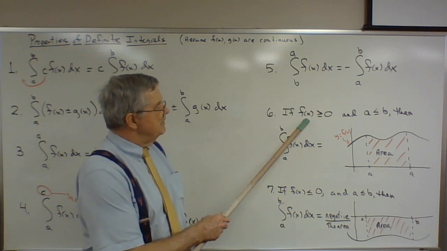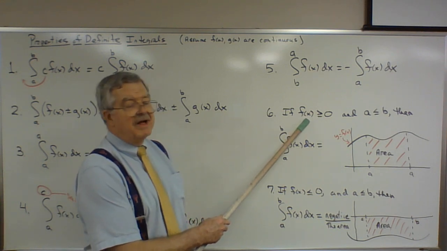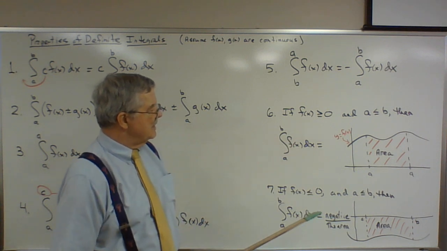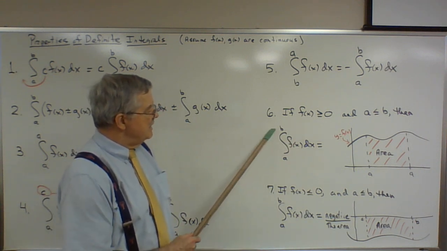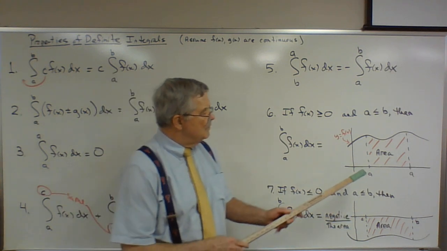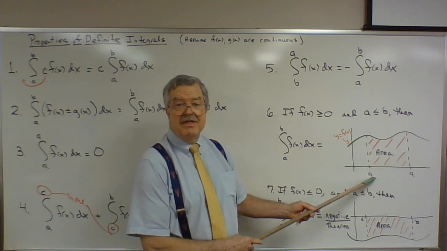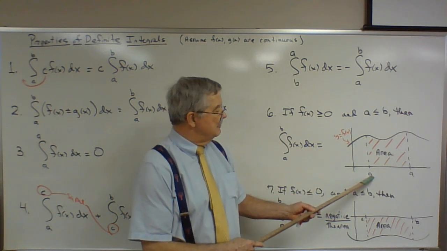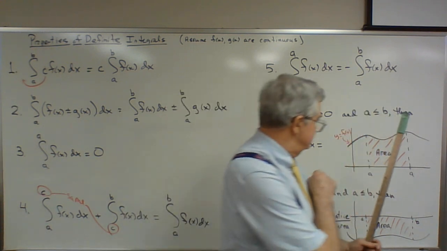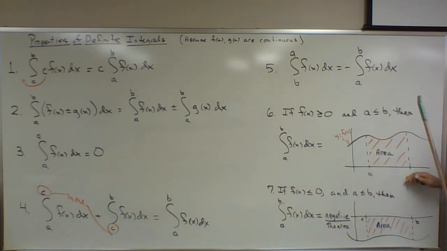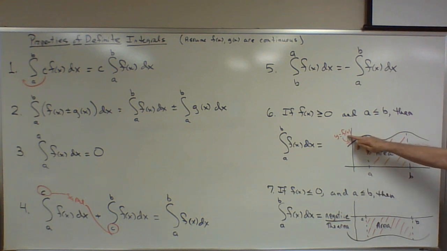If f of x is non-negative, in other words, the graph lies completely above the x-axis, then the integral from a to b of f of x is equal to the area bounded by the graph of f of x and the x-axis between x equal a and x equal b. And by the way, this may be too small for you to read, but this says y equals f of x. That's what that graph is.